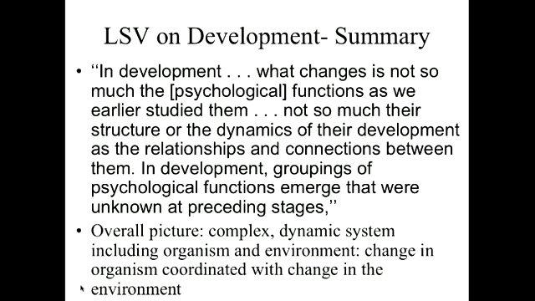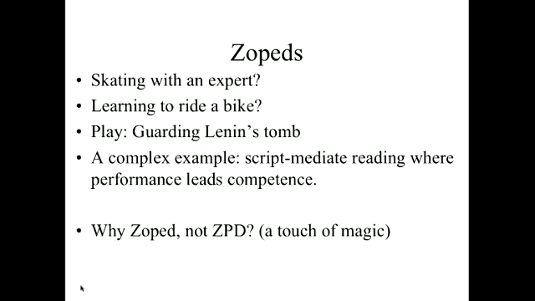In the next slide, I summarize what he has to say on development, that we see rearrangements of the psychological functions studied earlier, and so on. And this overall picture is one of a complex dynamic system, including the organism and the environment, and the change in the organism is coordinated with changes in the environment, or else the system is going to fail. Something's going to go wrong. Then we have examples of zones of proximal development.